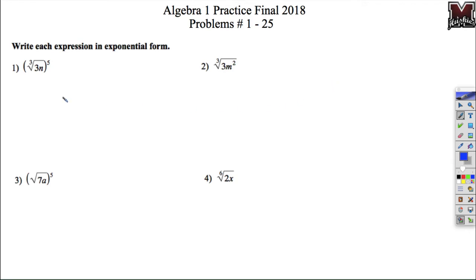Number 1. We're trying to write each of these expressions in exponential form. So we're getting rid of the radical symbol here, and we're just going to have some powers. This is the rule that you need to write down on your paper. So go ahead and pause the video if you need to.